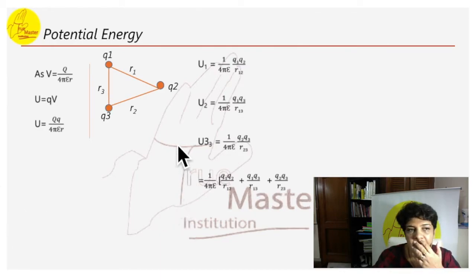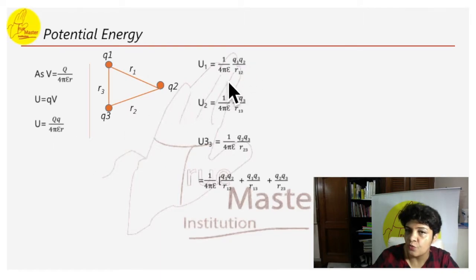Now here in this case, potential due to a system of charges is shown. Here we consider a system of charges, say Q1, Q2 and Q3, at positions R1, R2 and R3. So the total potential energy due to a system of charges is what we are trying to calculate. For U1, say it's 1 by 4 pi epsilon naught Q1 Q2 by R12. This is the formula that we are applying here.